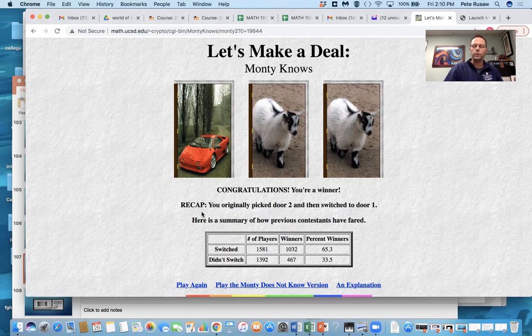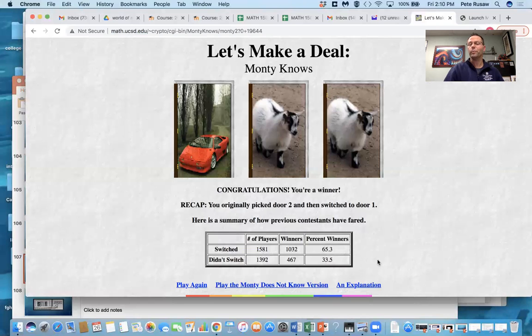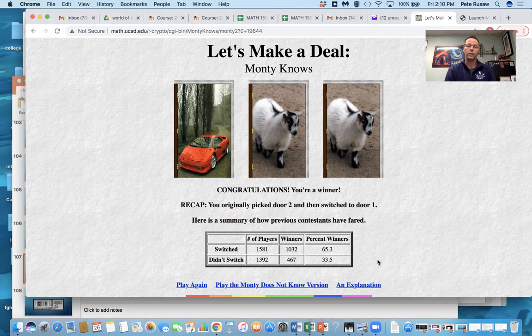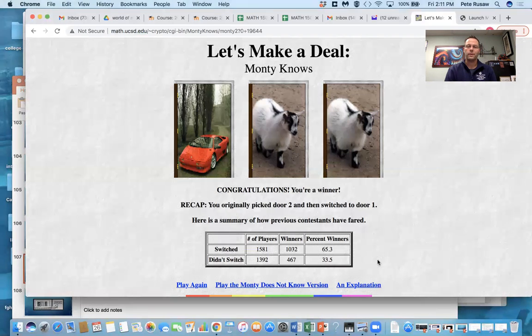What's even more interesting, though, is if you look down here, the number of players that switched, this is a very big sample, 1,581 players switched. And of those 1,581 switchers, we have 1,032 winners, which is about a 65% winning percentage for the switchers. And look, those that didn't switch had a 33.5% win. So the question that you want to be asking yourself is, based on this pretty large sample, is that enough evidence for me to decide that I think I'll switch all the time? Because really, it looks like they're winning about twice as often as the non-switchers.